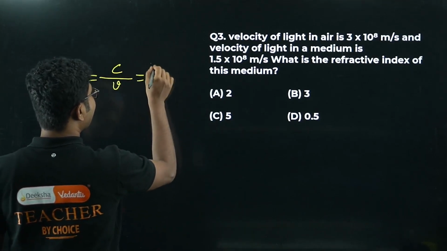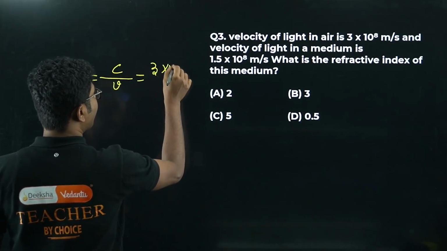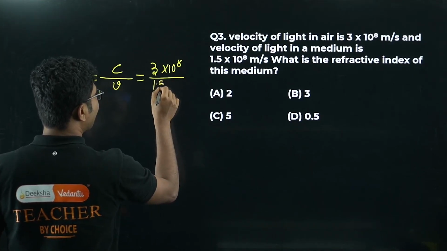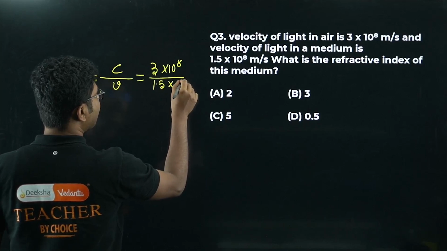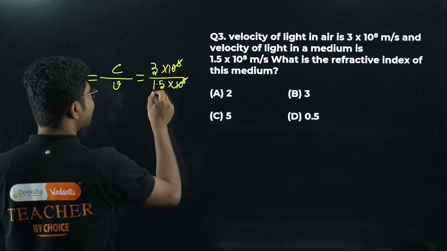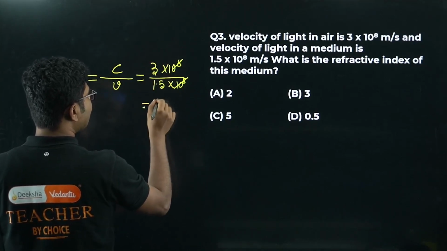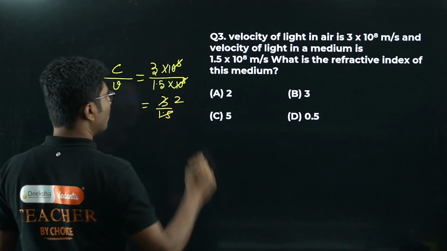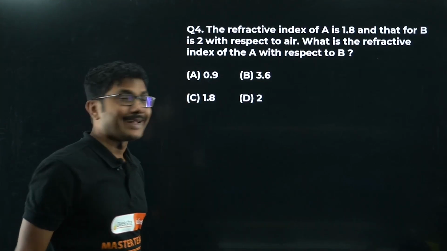So speed of light in vacuum is 3 into 10 to the power of 8, and speed of light in that particular medium is 1.5 into 10 to the power of 8. So 10 to the power of 8 will cancel, and we only get 3 divided by 1.5, which is nothing but 2. Now let's look into the next question.